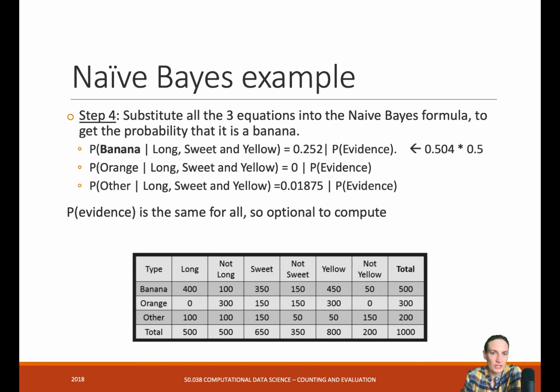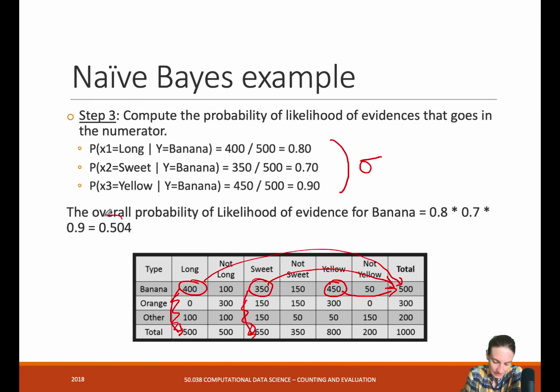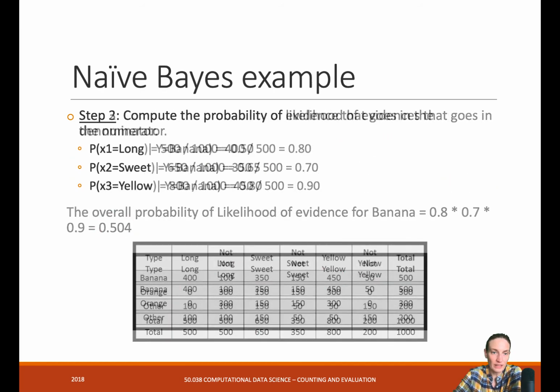Substitute all of the 3 equations in the naive Bayes formula. So, in case we're wondering, is it a banana? This is the example we did. You can do it for the other fruits as well, if you calculate it yourself. The probability of it being banana given the evidence that it's long, sweet, and yellow. We fill it in, and basically, let's do it here. We have on the previous slide, we've calculated that these are the 3 probabilities multiplied, 0.504.